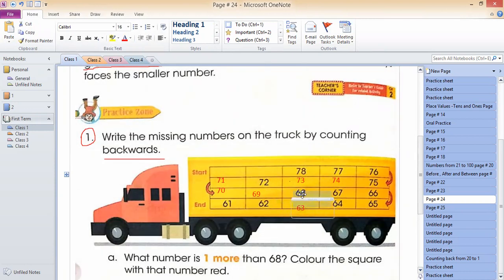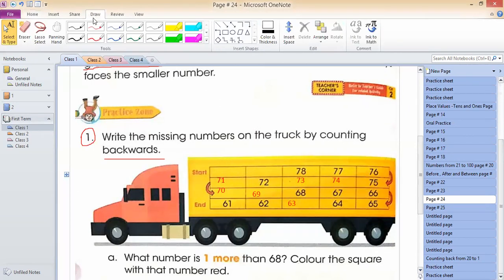I'm simply checking counting whether it is correct or not. From 61, 61, 62, 63, 64, 65, then 66, 67, 68, 69, 70, 71, 72, 73, 74, 75, 76, 77, 78. Now, two blanks are left, guys. So what should we write here? Answer me in the chat box, guys. What should we write here?